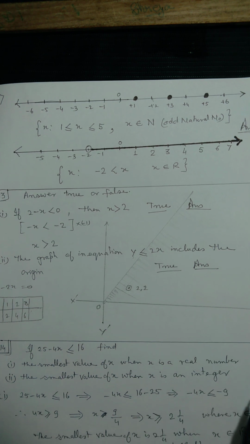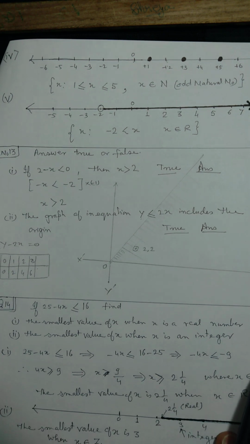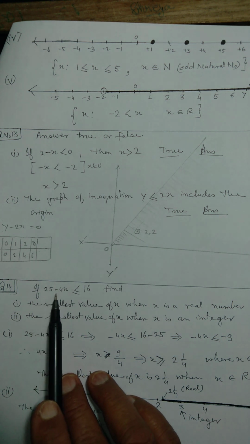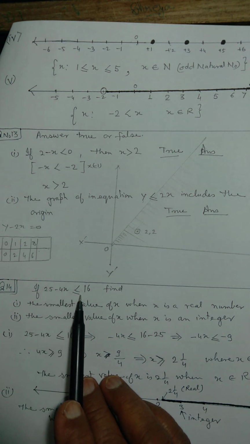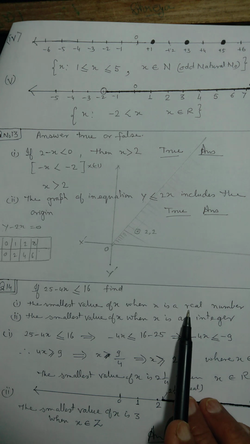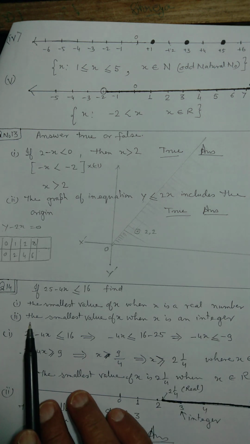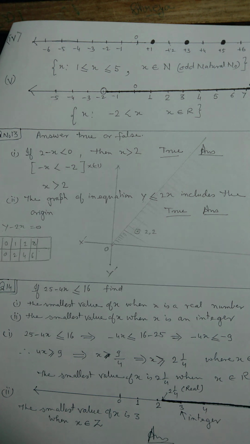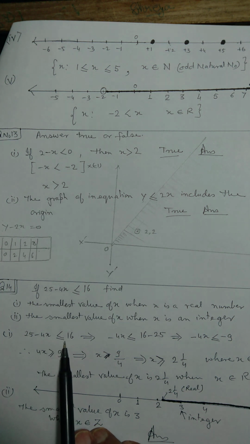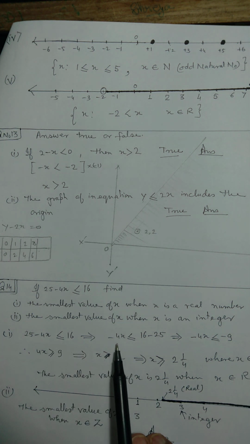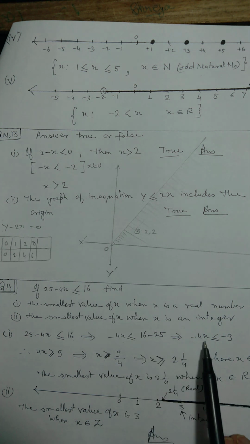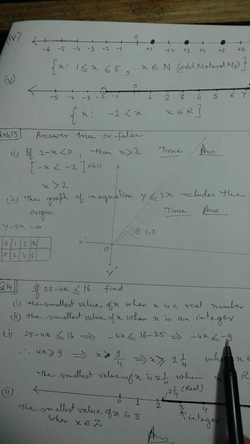Now proceed to question number 14. If 25 minus 4x is less than or equal to 16, find the smallest value of x when x is a real number. Second part, the smallest value of x when x is an integer. You see, 25 minus 4x is less than or equal to 16. So, minus 4x is less than or equal to 16 minus 25. That will be minus 4x is less than or equal to minus 9.